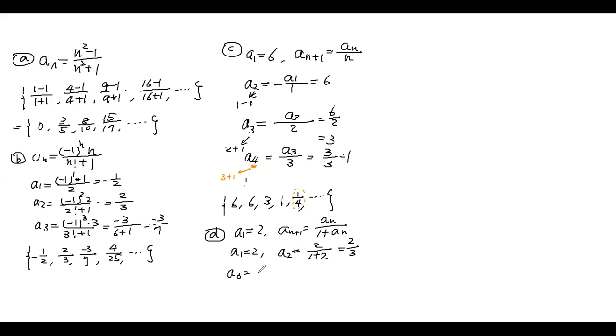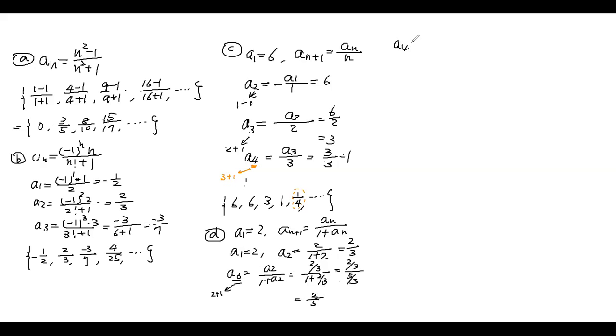So A3. A3 is 2 plus 1, right? So this will be A2 over 1 plus A2. A2 is what? A2 is 2/3. Then you have 2/3 over 1 plus 2/3. If you simplify the fractions, I think if you are in sequences and series, you should know how to simplify fractions, right? So this will be 2/3 over 5/3. So the answer is 2/5. Okay, let's do one more term.